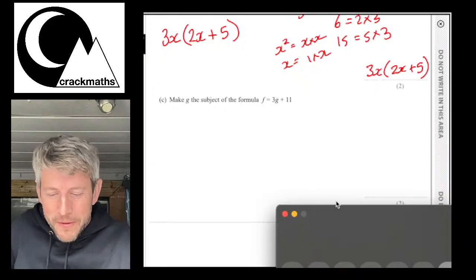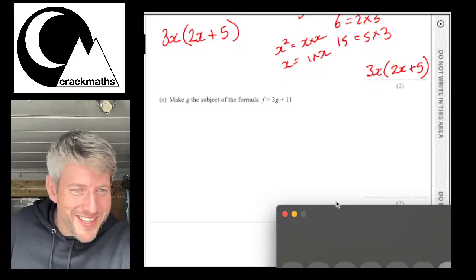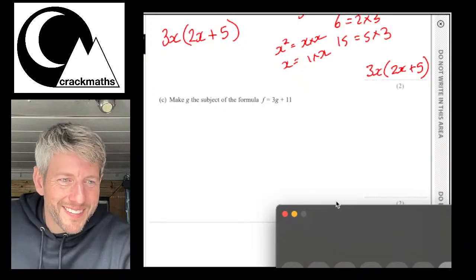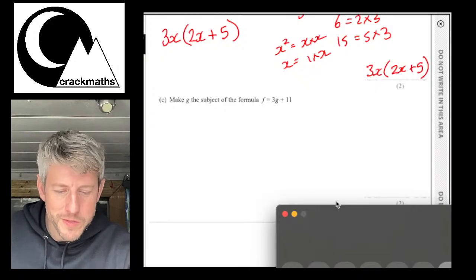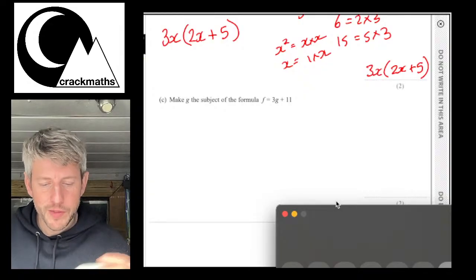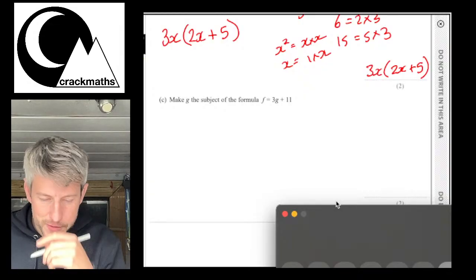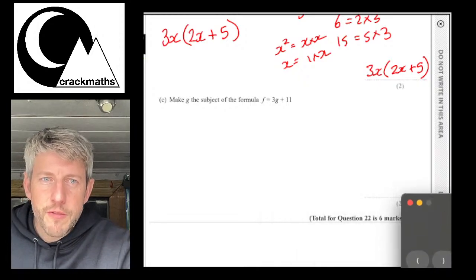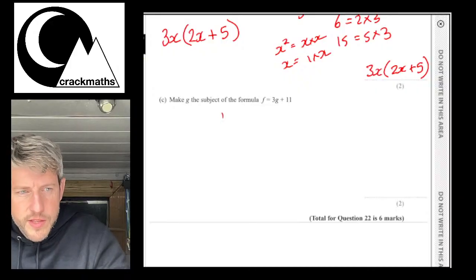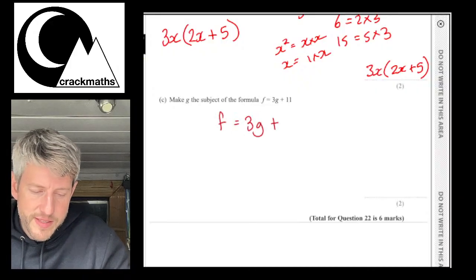Right. Okay. Make G the subject of the formula. So here we go. We've got F equals 3G plus 11. So we need to make G the subject. Currently, F is the subject. So what we've got to do is rearrange this. So let me just move that out of the way. So F equals 3G plus 11.